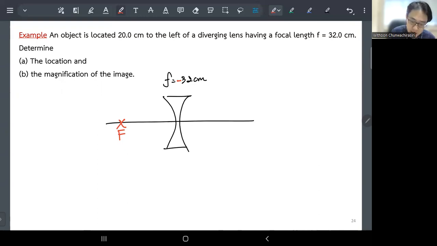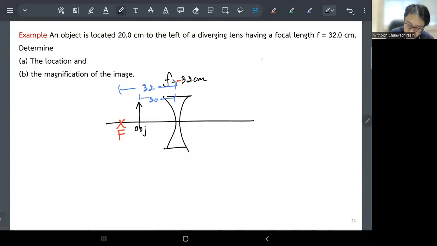Now the object is located at 20 centimeters. So focal distance is 32. Your location of the object is supposed to be, let me write somewhere here. Let me write a little bit taller. Here we go. I put my object right there, 20 centimeters. It's closer to the lens than the focal point. Focal point is at 32. So this one is at 20. Very good. And that one is 32. There. All right, now determine everything. Location and magnification of the image.